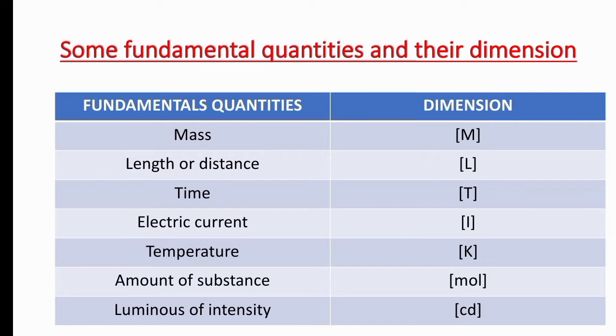Mass is a fundamental quantity and its dimension is capital M. Length or distance is a fundamental quantity, its dimension is capital L. Time, dimension capital T. Electric current, capital I. Temperature, capital K. Amount of substance, mole. Luminous intensity, candela, CD.